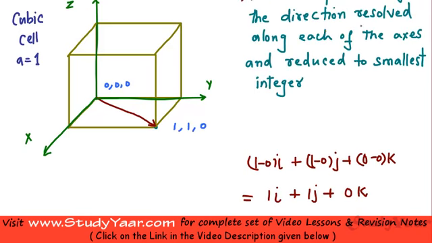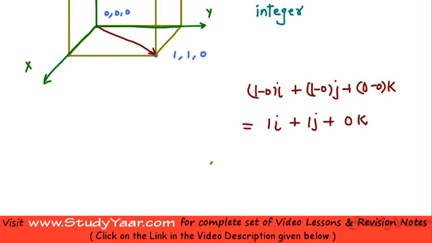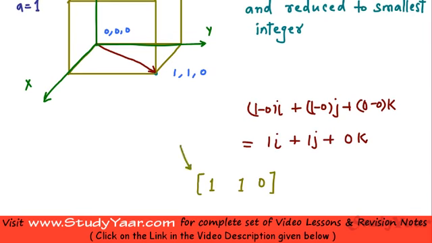Now these are to be resolved along each of the axes and reduced to smallest integers. Along the x-axis you have 1 unit, along the y-axis you have 1 unit, along z you have 0 units. So you have resolved this vector, which represents this direction, along x, y and z axes. You now also have to reduce it to the smallest set of integers. 1, 1, 0 is already the smallest set of integers. You cannot reduce them further. Therefore, the crystallographic direction indices are 1, 1, 0, written in square brackets for this direction.